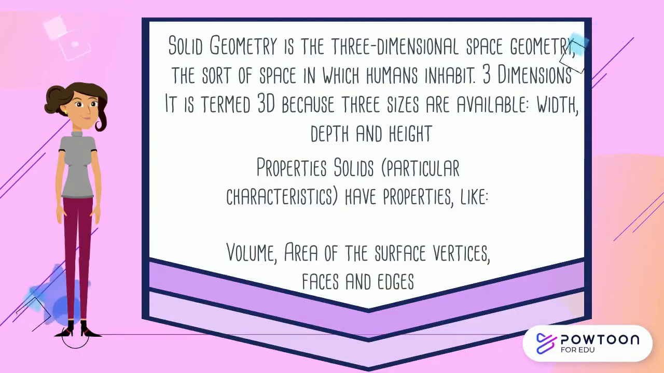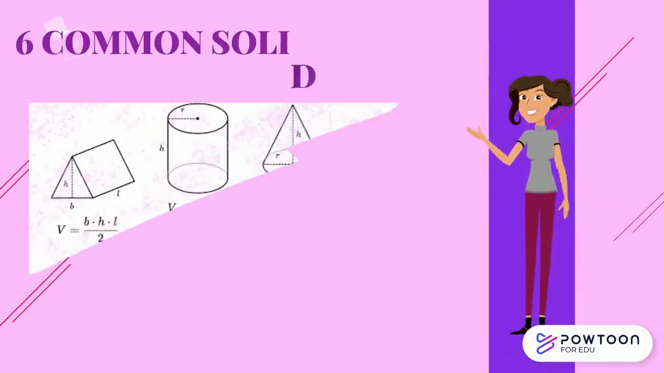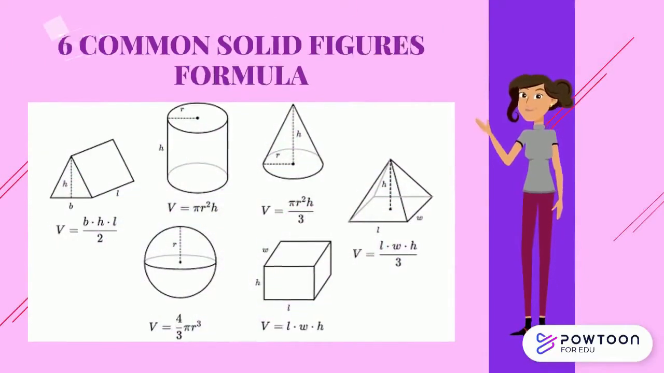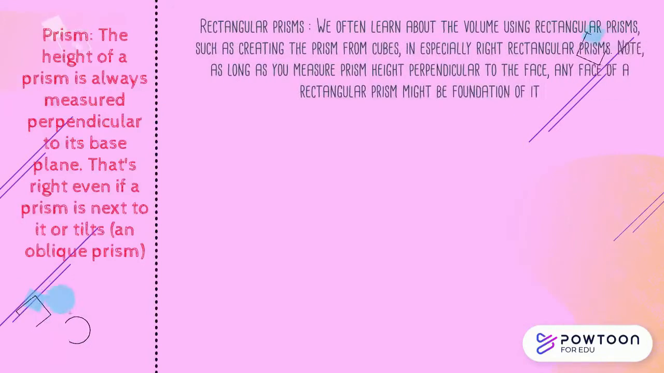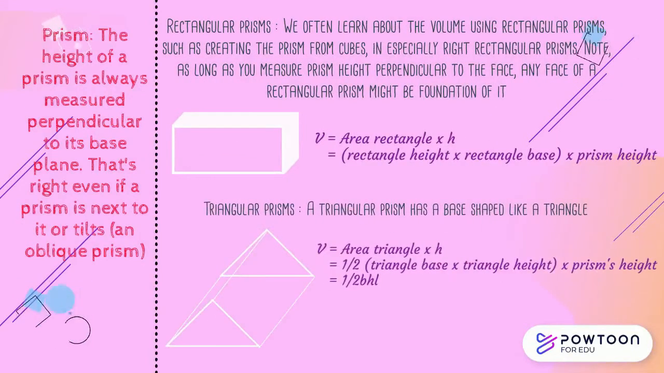The properties of solids, which are particular characteristics, include volume, area of the surface, vertices, faces, and edges. Here are 6 common basic solid figures formulas. Let's take a look here. Prism. The height of a prism is always measured perpendicular to the base plane. That's right, even if a prism is next to it or tilts, an oblique prism.